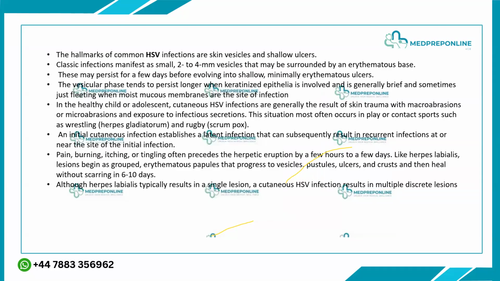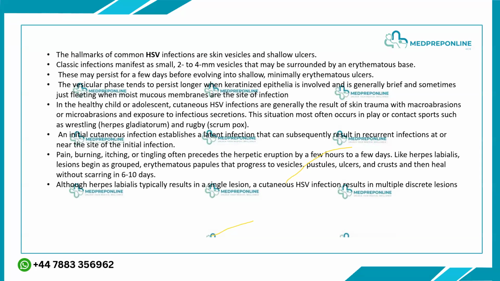The hallmark of common herpes simplex virus are skin vesicles and shallow ulcers. Classical infections manifest as small 2 to 4 mm vesicles that may be surrounded by an erythematous base. They may persist for a few days after evolving into shallow, minimally erythematous ulcers. So, पहले vesicles होते हैं, and then they convert into shallow ulcers.